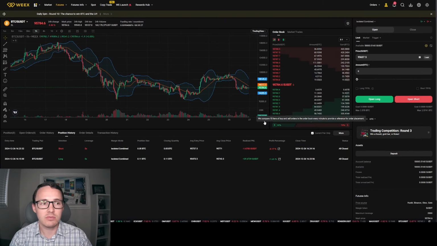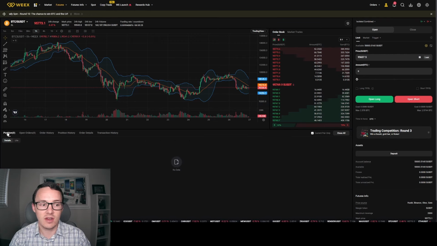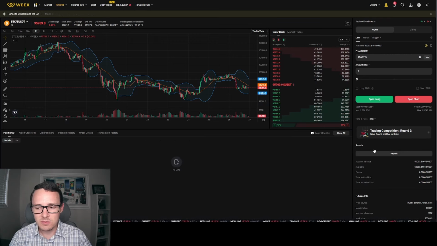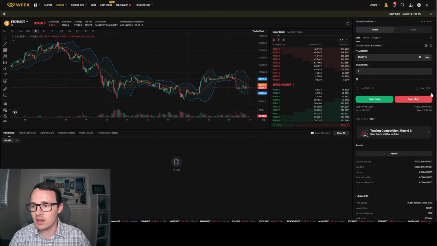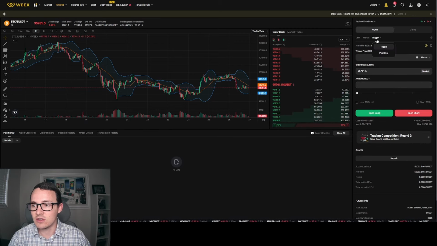So overall, that's pretty much how you use leverage trading on Weex. Hopefully you can see it's super clean. It's actually a quite nice software to use. Again, you can change your leverage as you go. You've got your take profits, stop losses, all this type of stuff. You've got limits. You can do triggers if you want.